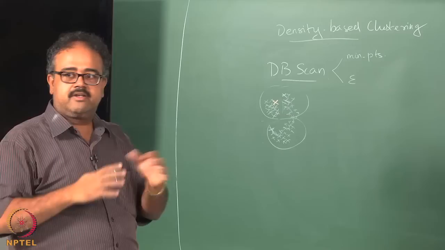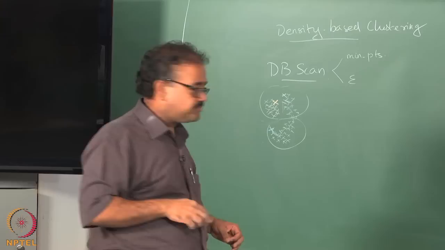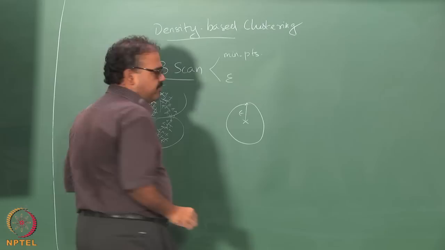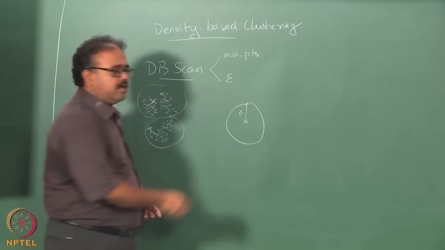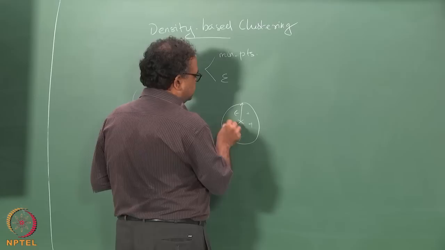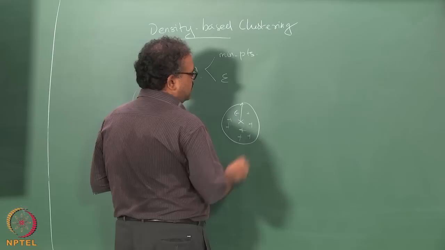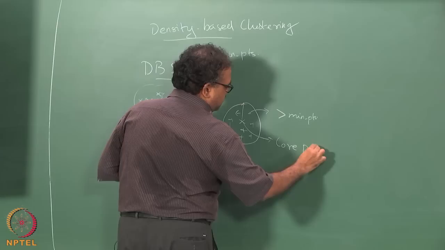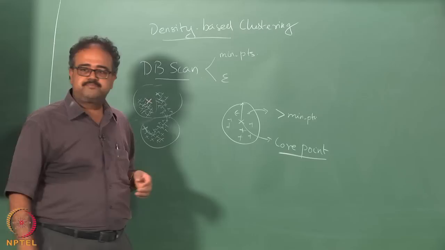So I let you think about it: what is the effect of increasing min points versus decreasing epsilon? Essentially what I am saying is, take a data point, take a radius epsilon around it. That's a circle. Count the number of points. If this count is greater than min points, then you call this a core point.